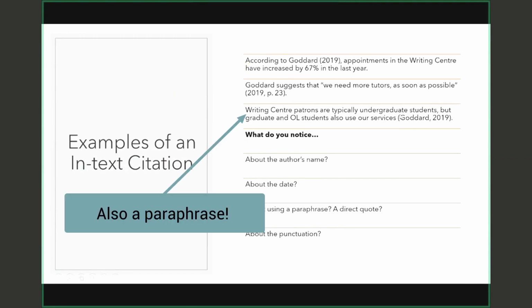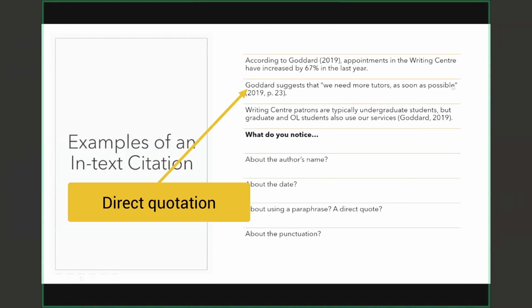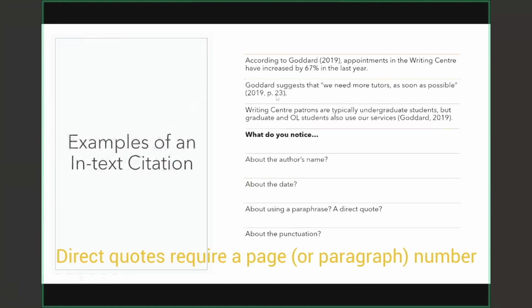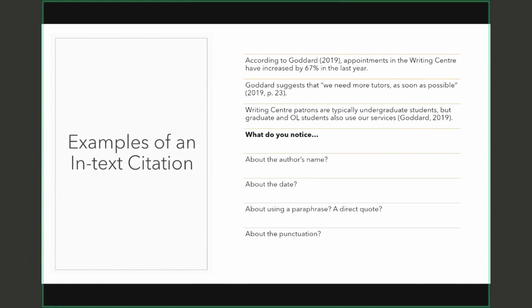The third example is also a paraphrase, but the second example, you'll see that these quotation marks indicate that it's a direct quote. So you'll notice that I've included the page number with a direct quote. You do not need to include the page number with a paraphrase. However, APA suggests that you can if you want. Finally, a quick comment about the punctuation. You'll notice that it appears outside of the brackets.